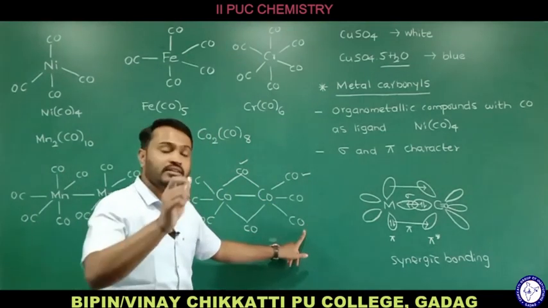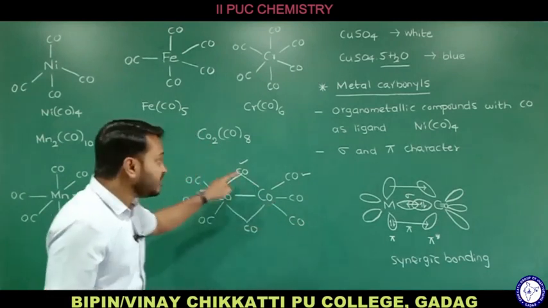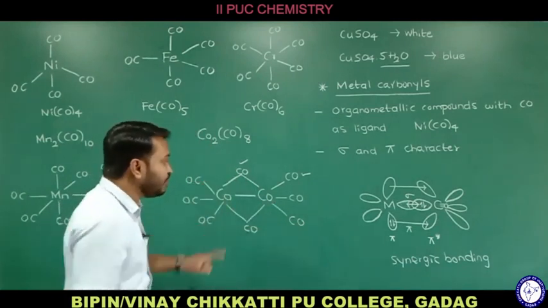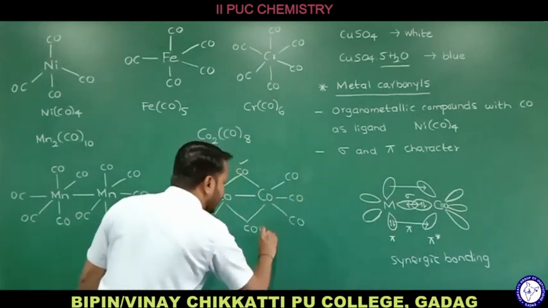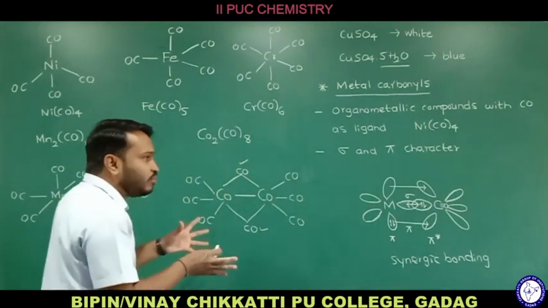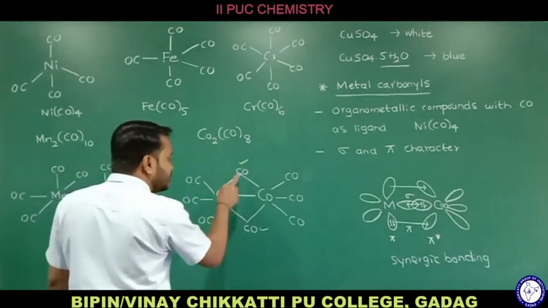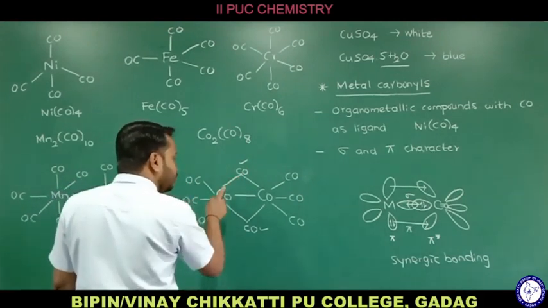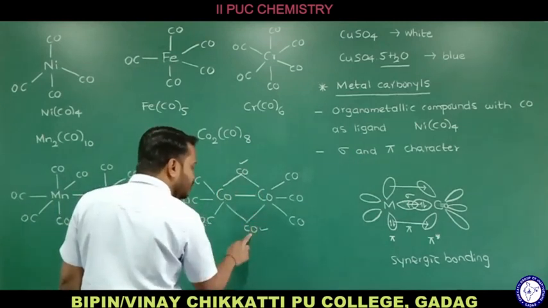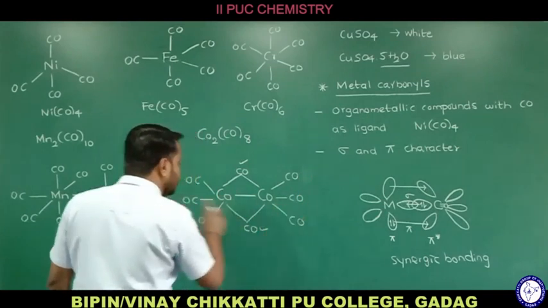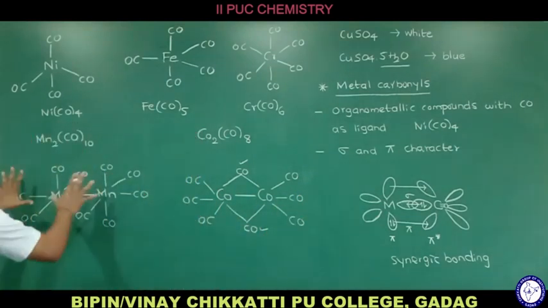These we call terminal carbonyls, whereas this particular carbonyl and this particular carbonyl we call bridge ligands or bridge carbonyls. Why do we call these bridge carbonyls? Because this carbon is related to only this cobalt, whereas this carbonyl is related to this cobalt as well as this cobalt. Therefore we call it a bridge carbonyl, whereas these 3 are terminal, and in these cases we don't have any bridge. All the carbonyls are terminal.